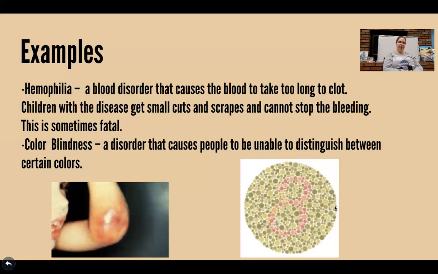And with both of these traits, we do see that more often it is men or males that are being affected than females, simply because males only have one X chromosome. So whatever is on that single X chromosome, they're going to show. If they have a normal allele, great. If they have the recessive allele, that means they can end up being colorblind.